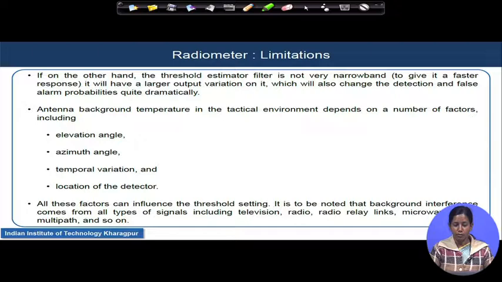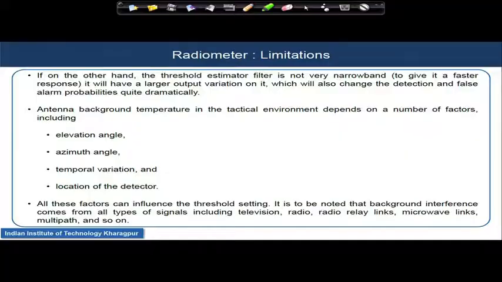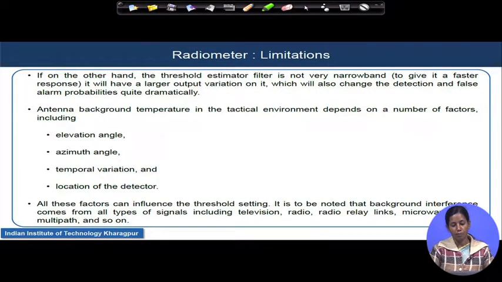on the other hand, if the threshold estimator filter is not very narrow band, if I keep it wide band, then it will also have larger output variations, because a large number of variations of the inputs are being taken to make the decision of the threshold selection. So, it can also change the detection and the false alarm probability dramatically. This is from the filter design aspect. Some other aspects are there.